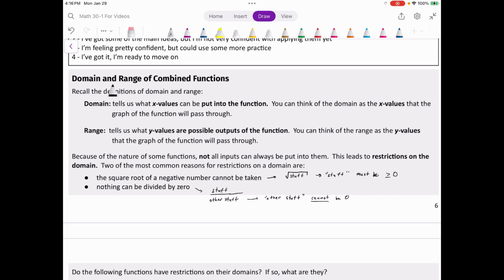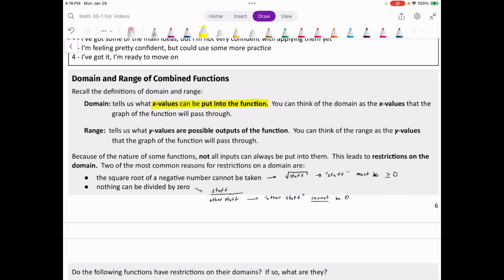So before we jump into this domain and range stuff that we've kind of seen, probably a good idea to remind ourselves of what the domain and what the range are. What do those terms mean? Okay. Domain tells us what x values we are allowed to put into the function.